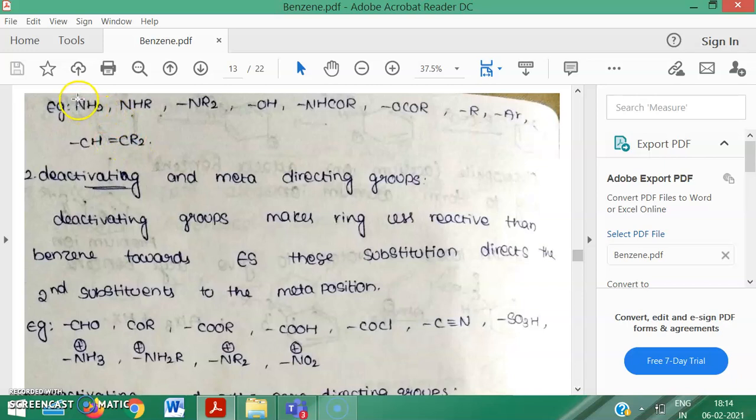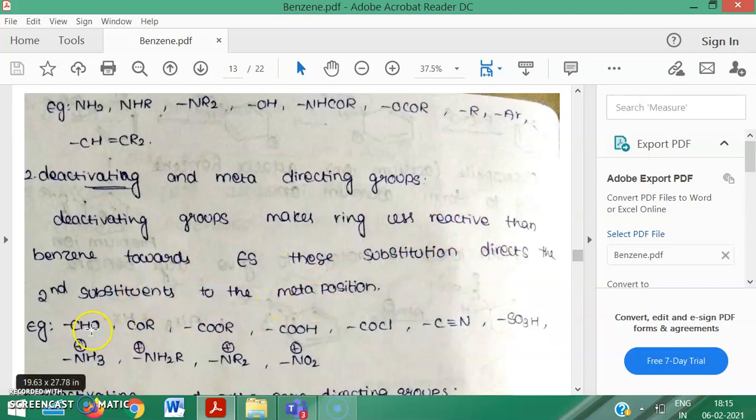Mainly N has a lone pair of electrons, and O has lone pairs of electrons. So these are more activating groups compared to NHCOR and OCOR, which are somewhat deactivating. Coming to deactivating and meta-directing groups, deactivating groups make the ring less reactive than benzene towards electrophilic substitution. These groups direct the second substitution to the meta position.